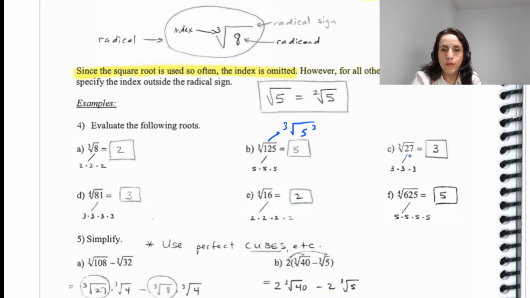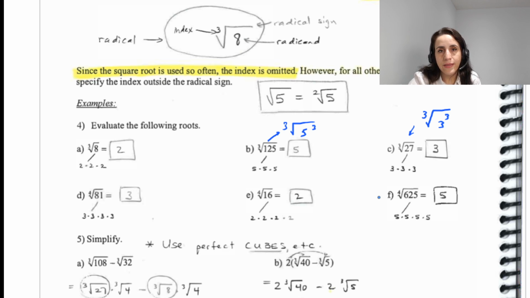Cube root of 27. Then it's going to be 3 times 3 times 3, which means it is 3 to the power of 3. And these two 3s can cancel out each other. I'm going to have a 3. The 4th root of 81: 81 is 3 to the power of 4. 16 is 2 to the power of 4. 625 is 5 to the power of 4.